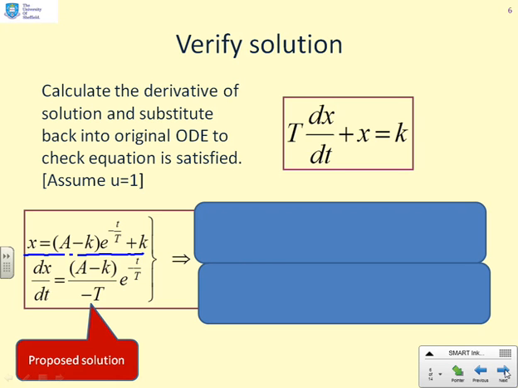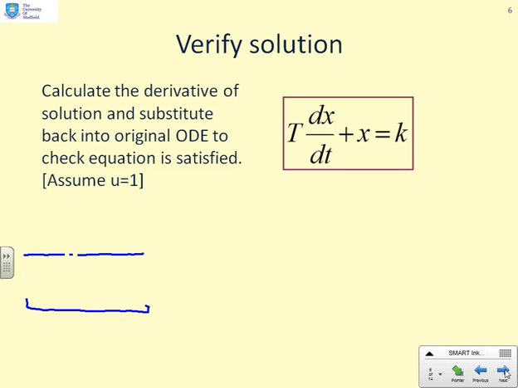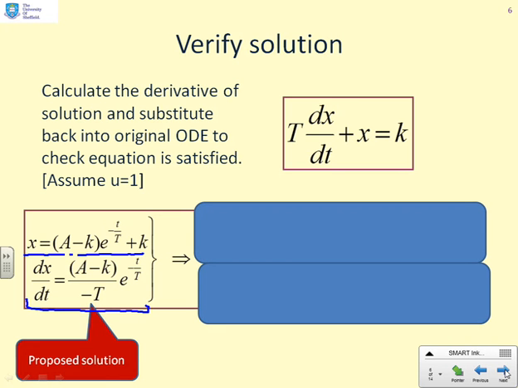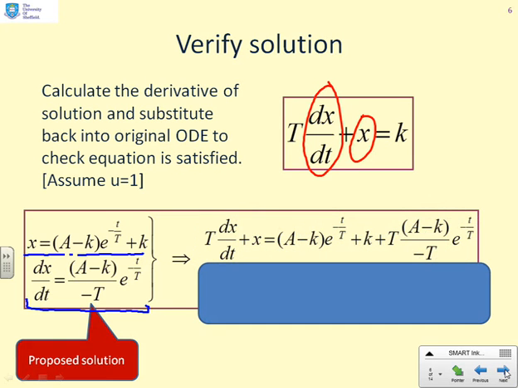If I differentiate that, I get this term here. And what I'm going to do is simply substitute that x and that dx dt into this differential equation up here and check that it's solved. So here we go. T dx dt plus x equals a minus k e to the minus t over t plus k, so that's the x term, plus t times a minus k over minus t e to the minus t over t, and that's the dx dt term.